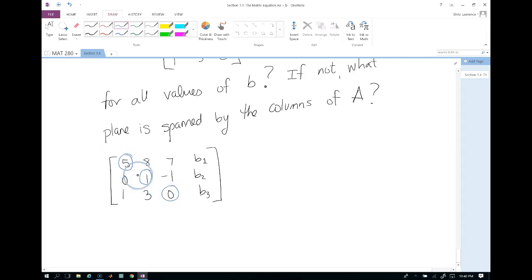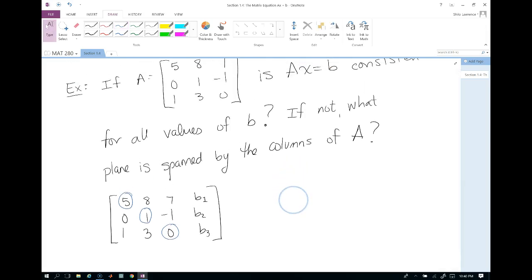If we don't have a pivot position in one of those spots, that means we're going to have to put some restrictions on the value in the last column in order for the system to be consistent. And that equation we get for the restrictions is the equation of the plane that our vectors span. So that would answer both of our questions here. Is it consistent for all values of B?